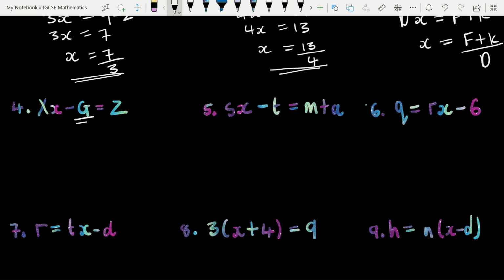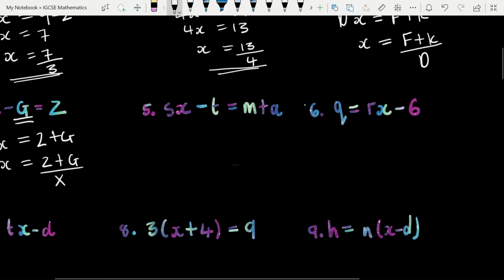Who do we start with? G, because he is further than this big X. Okay, so we'll remain with capital X times x being equal to z is there. Now G is coming to add, so it'll be plus G. And then we take this capital X to the other side. x will be equal to z plus G all over capital X, okay? It's a Z or Z, whatever you call it.